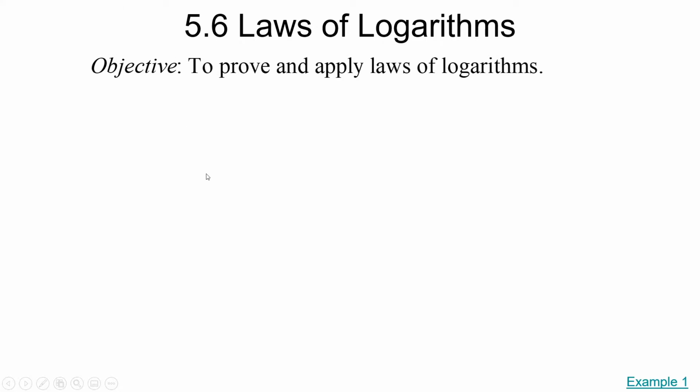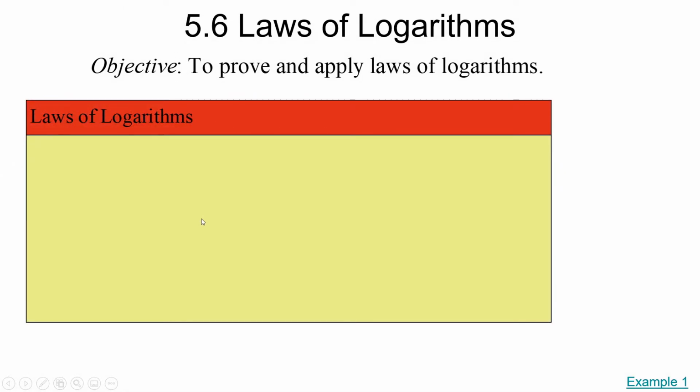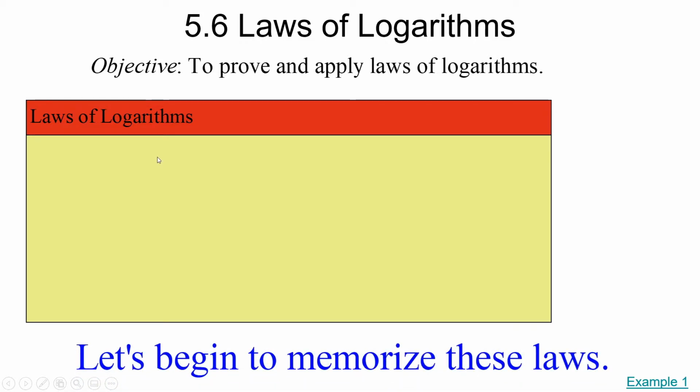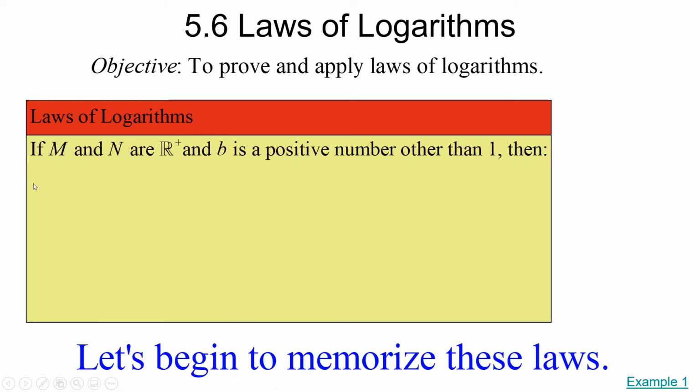Okay? So here they are right here. First, let's put them on paper. The laws of logarithms. These are so simple, yet so critical. So let's begin to memorize them. If m and n are positive real numbers, and again, positive real because of our domain of a logarithm, and b is a positive number other than 1, then, here's your first rule right here.